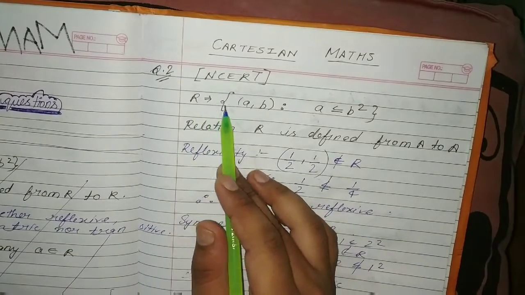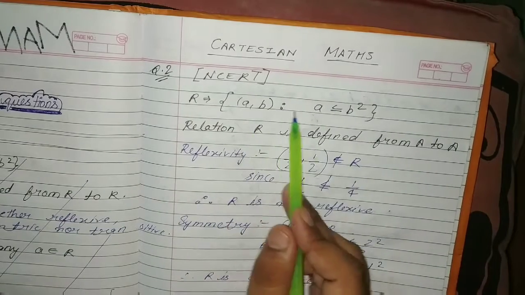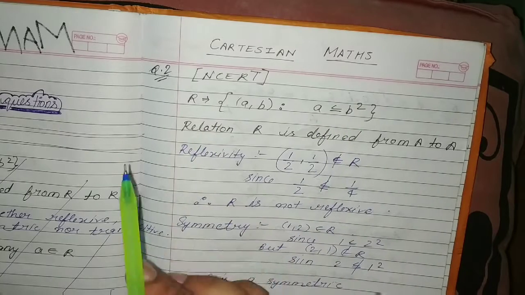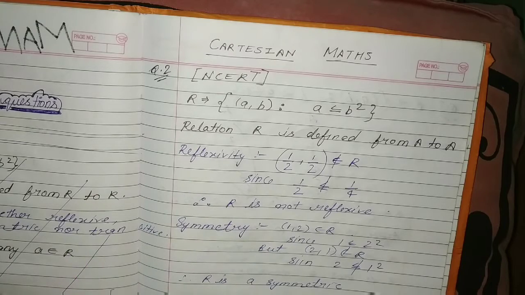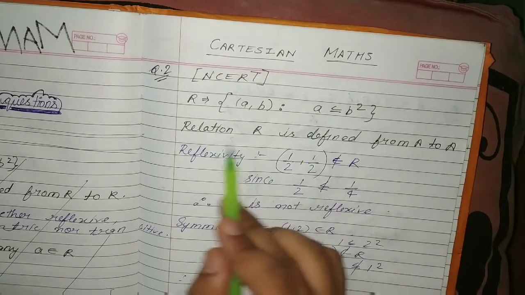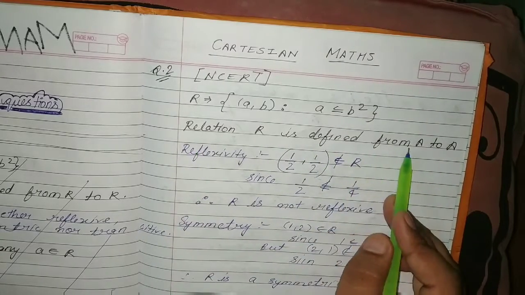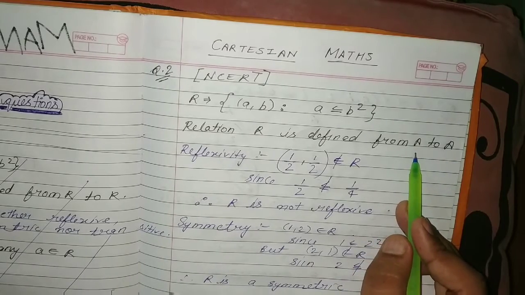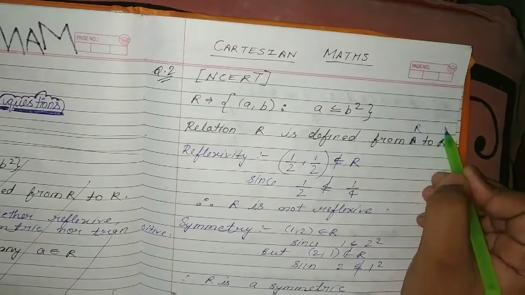It is given that R is equal to {(a, b) such that a is less than or equal to b square}. Is it clear guys? And it is written that we have to prove that it is neither a reflexive relation, nor a symmetric, nor a transitive relation. Relation R is defined from set R to set R. By mistake I wrote A here; it is capital R to R.